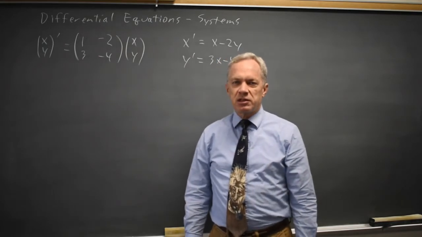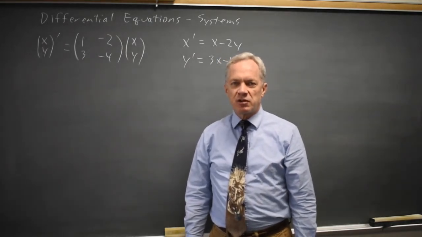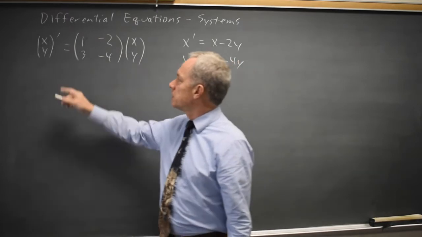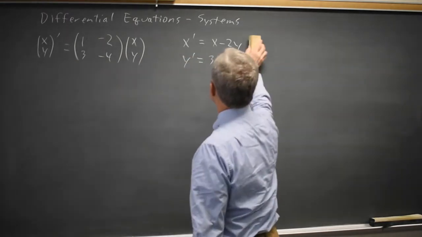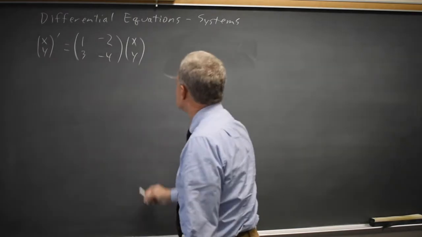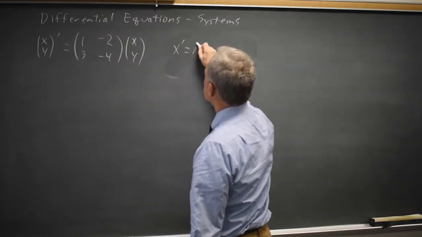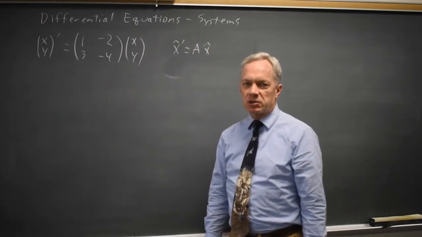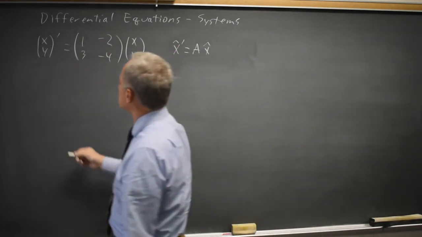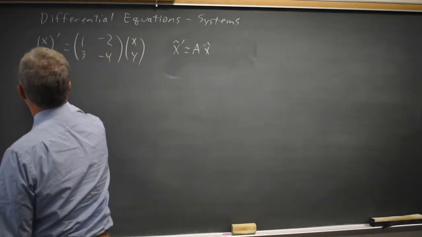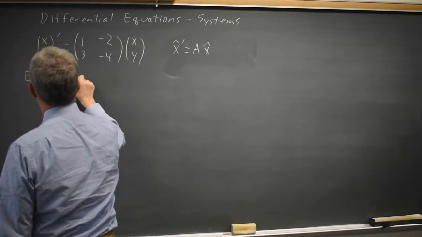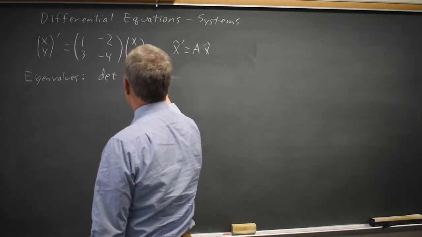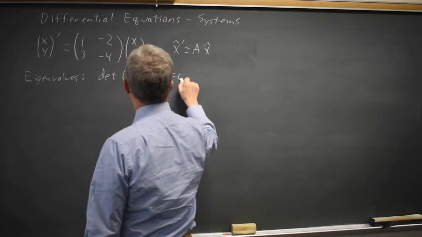But we typically solve these in matrix form, and the first step of solving a system of first-order linear ordinary differential equations is to write it in the form x prime equals Ax, which is this form, and then find the eigenvalues and eigenvectors corresponding with matrix A. So to find the eigenvalues, we'll set the determinant of matrix A minus lambda times the identity matrix equal to 0.